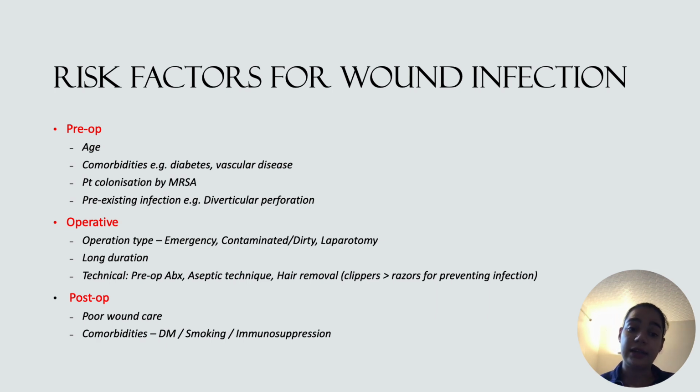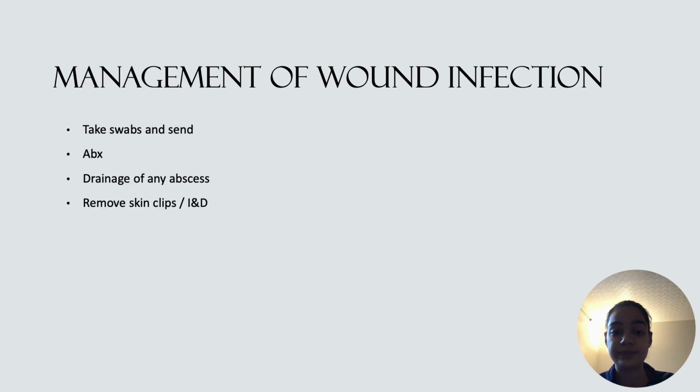Your trust should have guidelines on that, and if the patient has any pre-existing infections. There are also operative risks, so the type of operation, whether it's an emergency operation, whether there's a laparotomy involved, the duration of the operation, if there's any technical features of the operation, so whether there's been good hair removal, whether the aseptic technique has been used, and then post-operatively, whether there's been good or bad wound care, any comorbidities that the patient might have, diabetes, smoking, immunosuppression.